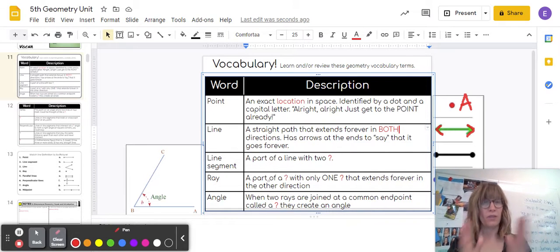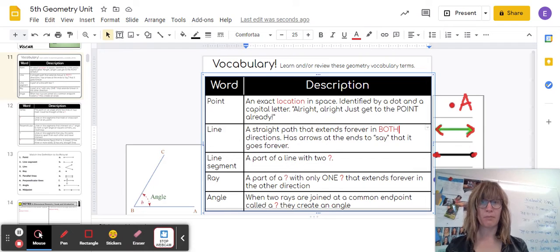Opposite of that, or a little bit different than that, is something called a line segment, where it doesn't extend forever in either direction. We call it a part of a line with two endpoints, meaning that it stops, right? It's just a piece of a line. A ray is sort of like a combo pack of those.